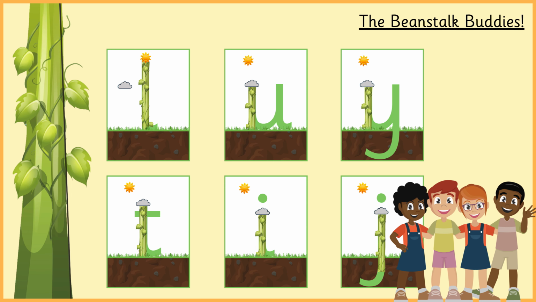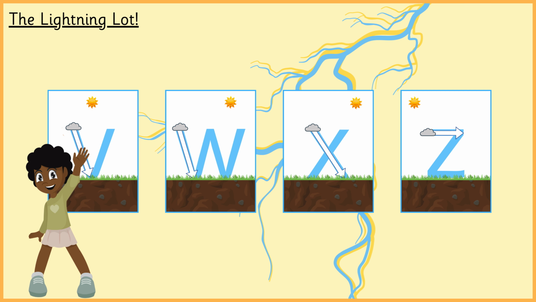These letters are the beanstalk buddies, and they all start by going down the beanstalk. Then there's obviously a variation with dot it or cross it, or down the beanstalk, up and down, as in the case of U and Y. And finally, these letters are the lightning lot. They crash down to the ground and they go, crash, go. They've got that sort of diagonal movement pattern.